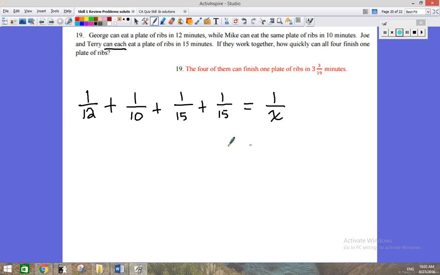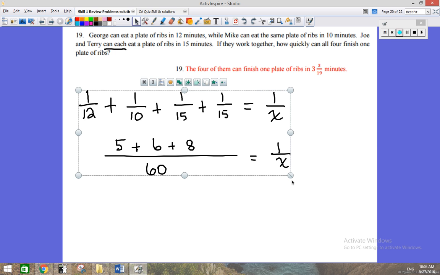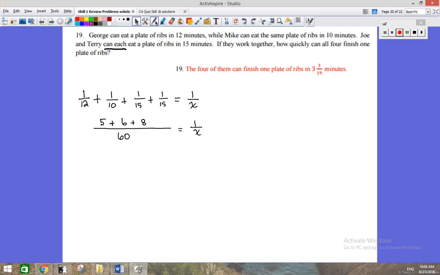So if we look here, 60 is probably the least common denominator. Multiply that by 5 over 5. Multiply that by 6 over 6. Those are 2, so 4 times 2, that's going to be 8. And you can have the calculator do that if you don't see what I'm doing, but I think that's just basic arithmetic there. Okay, so 19 over 60, or x is 60 over 19.